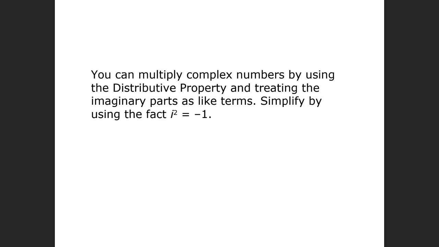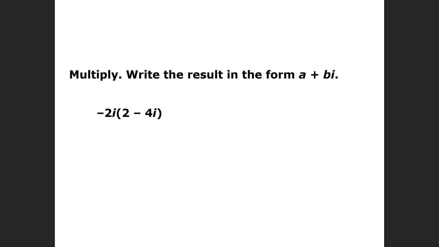You can multiply complex numbers by using the distributive property and treating the imaginary parts as like terms. Simplify by using the fact i squared equals -1. So remember, you can never leave i squared or i to the third or i to the fourth. So in this problem, I'm going to use distributive property. I'm going to multiply through.